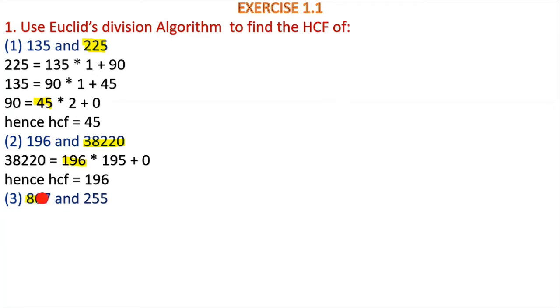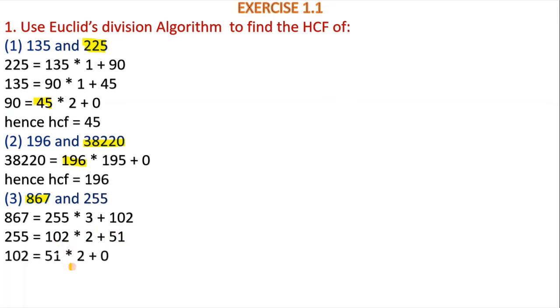Now I want to write this 867 in terms of 255 as 867 is equal to 255 into 3 plus 102. I can write 255 in terms of 102 as 255 is equal to 102 into 2 plus 51. I can write 102 in terms of 51 as 102 is equal to 51 into 2 plus 0. Hence in this step we find that the remainder becomes 0. Now the divisor 51 becomes the HCF of the given two numbers 867 and 255.